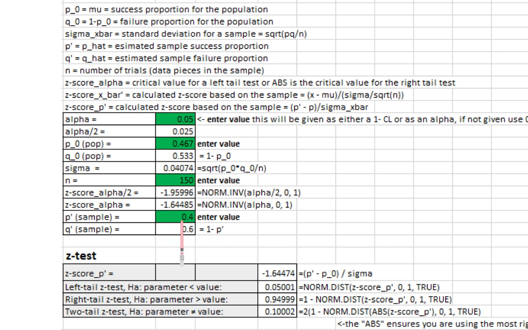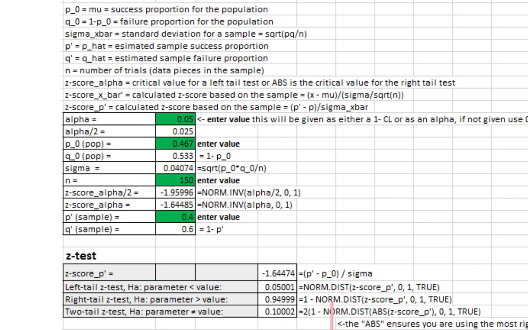This was my proportion as a decimal, so 0.4, and my Q is calculated for me. So here is the z-score that I talked about, and you notice that this z-score is actually between this z-score and 0. And then I have the left tail, right tail, and I was looking at the two tail, which is where I got that 0.1.